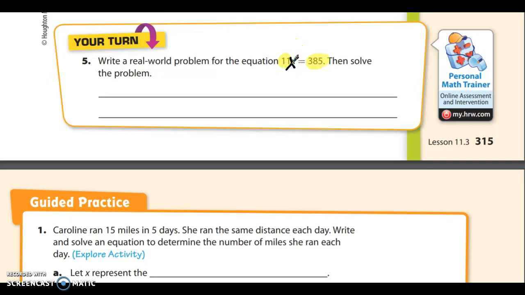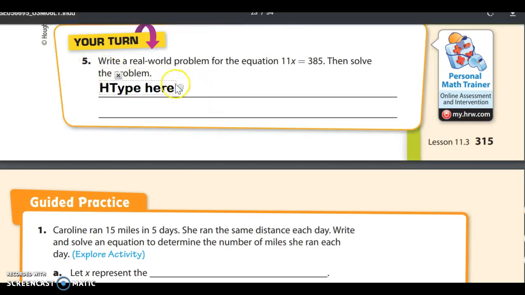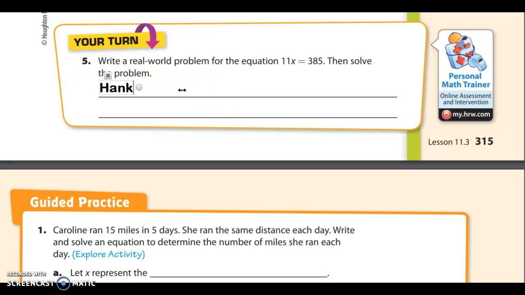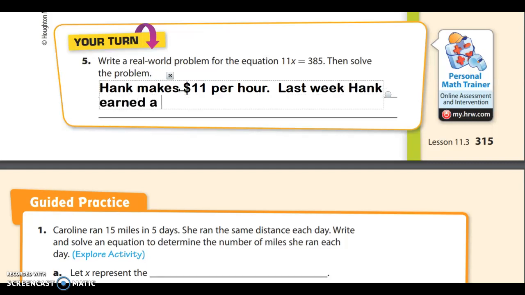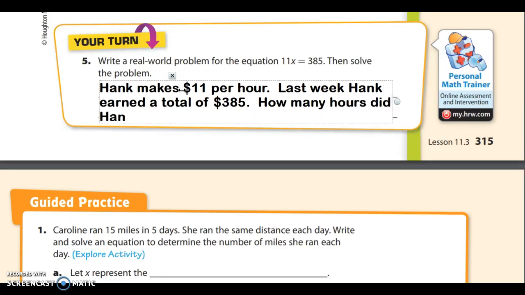So think about it this way. If you make $11 an hour, if you work for 1 hour, you make 11 times 1. If you work for 6 hours, you make 11 times 6. If you work X hours, you make 11 times X. You don't know exactly how many hours that is. So what we could do here is we could say, Hank makes $11 per hour. Last week Hank earned a total of $385. How many hours did Hank work?